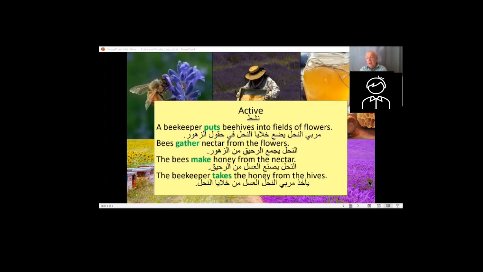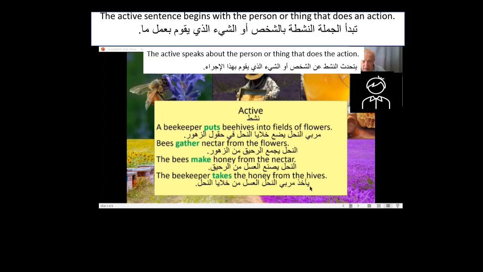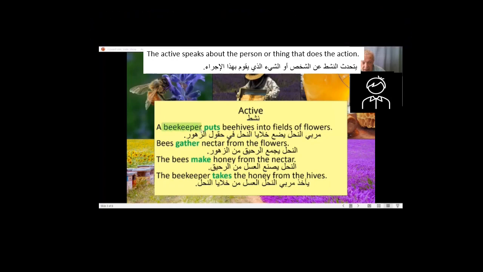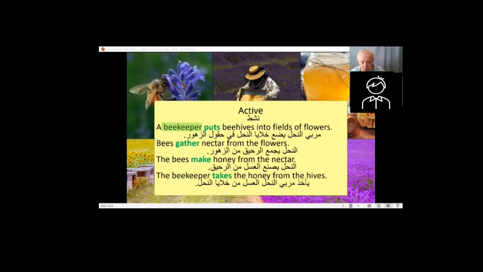That's okay, good. All right, now this is the active, and the active starts to speak about the person or thing that's doing the action. Now, in this case, it's the beekeeper. Or in this sentence, it's the bees. So it's the bees and the beekeeper, okay? And you notice that they come first in the sentence. Beekeeper puts beehives. Bees gather nectar. Bees make honey. Keeper takes honey.